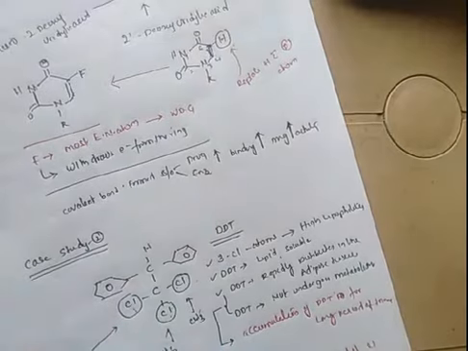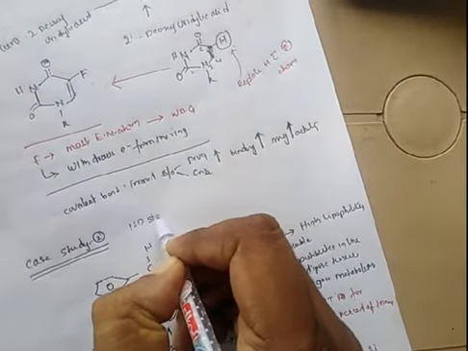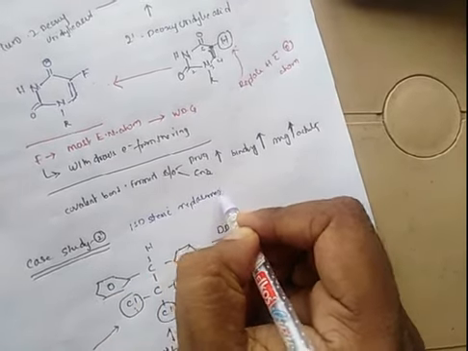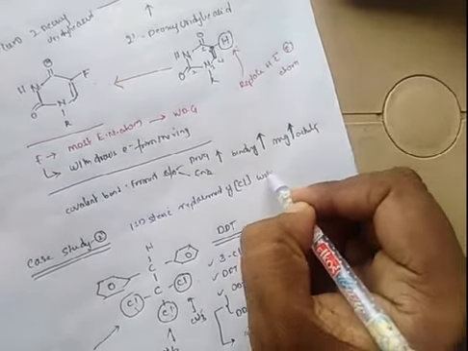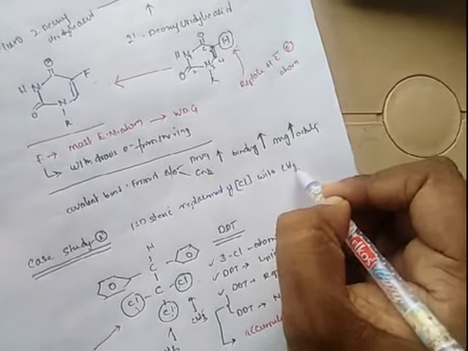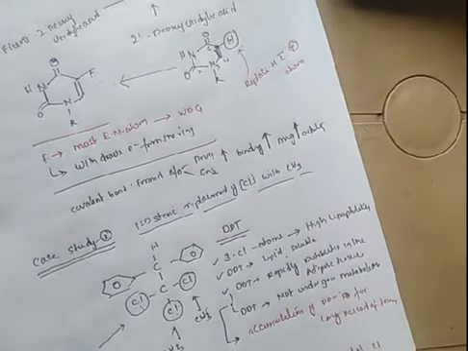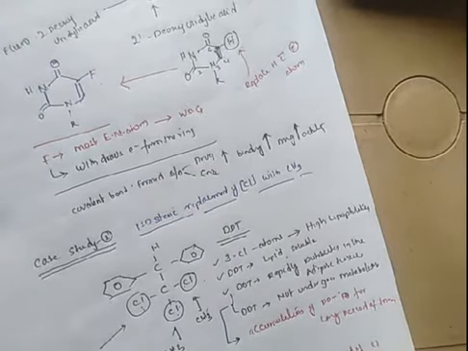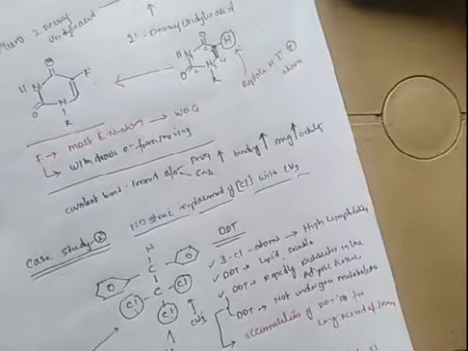This is the second case study, the isosteric replacement of chlorine with CH3. The first case study was the replacement of hydrogen with a chlorine atom. Coming to the next case study.